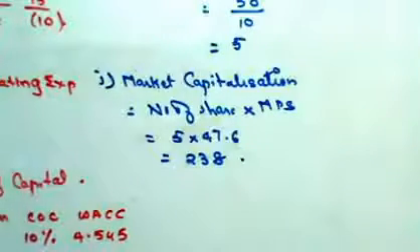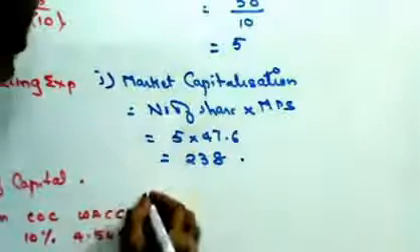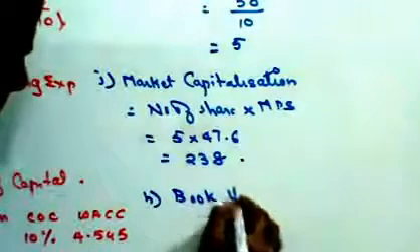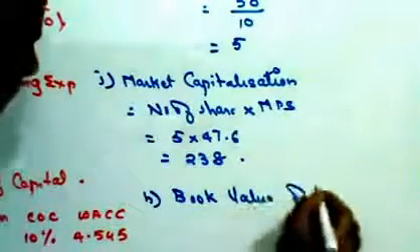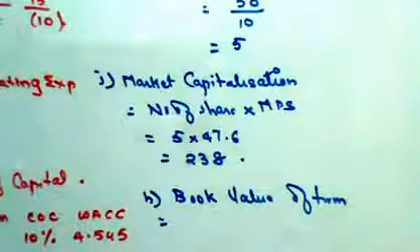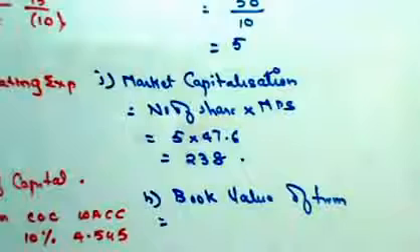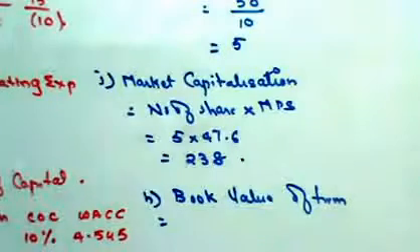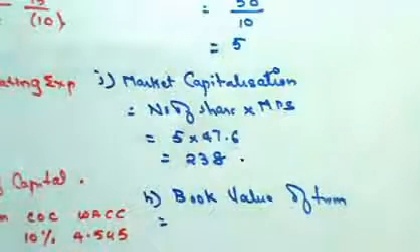What is the book value of my firm? What do we understand by book value of the firm? Book value of the firm is, that means if I dissolve the firm today, what is the net amount that is payable to the owners of the firm? Book value is the net worth. Right? So book value is nothing but the net worth.